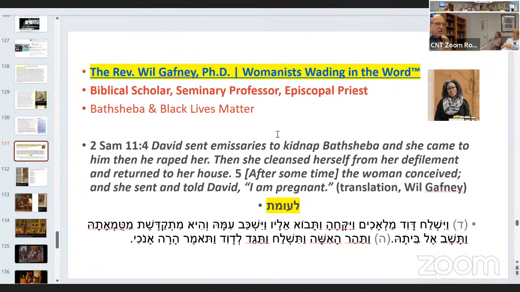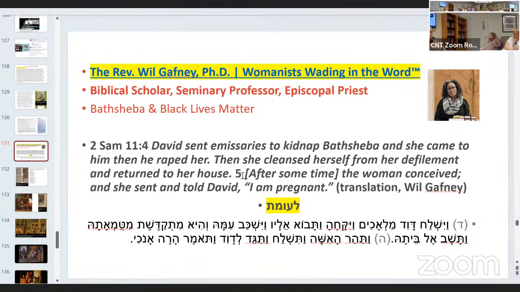Another interesting representation in modern times was in Black Lives Matter. I was even very interested to find here a biblical scholar, seminary professor, Episcopal priest, who says David sent emissaries to kidnap Bathsheba, which is a very interesting take on the Bible, and she came to him and then he raped her. So it's like there's no will at all. There's no letter. They came, they kidnapped her, they brought her and raped her. Where do they come up with that?